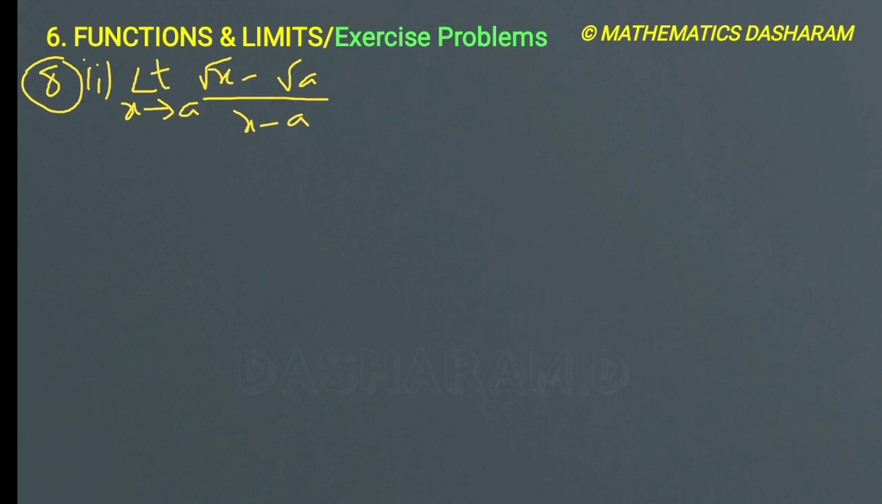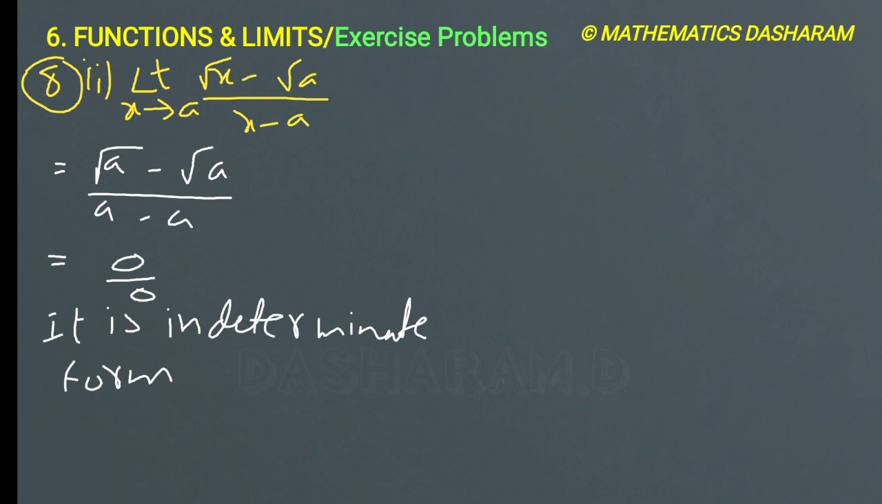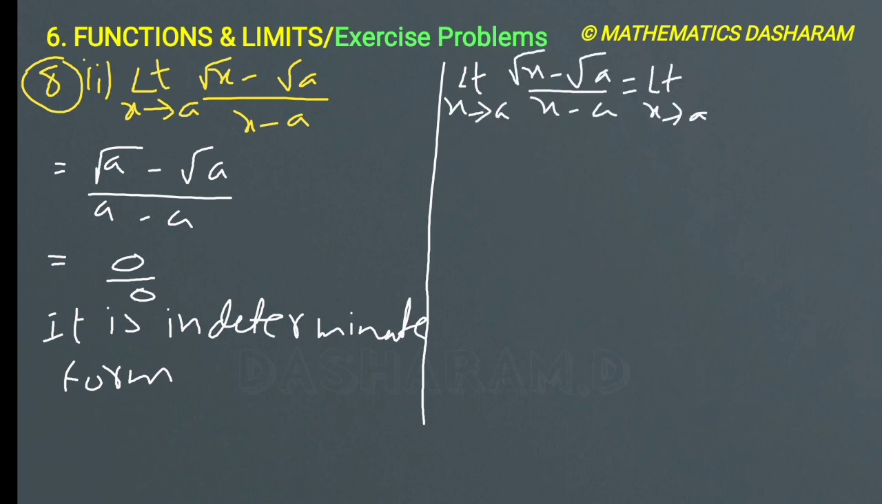Next, the second problem: limit x tends to a of (root x minus root a) divided by (x minus a). So let's substitute x equals a in this. So root a minus root a divided by a minus a. Root a minus root a is 0, a minus a is also 0. So then it is an indeterminate form. So then the given question, limit x tends to a of root x minus root a, here root x can be written as x to the power of 1 by 2 in exponential form, and root a is also a to the power of 1 by 2, divided by x minus a.